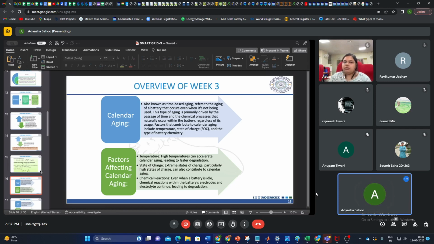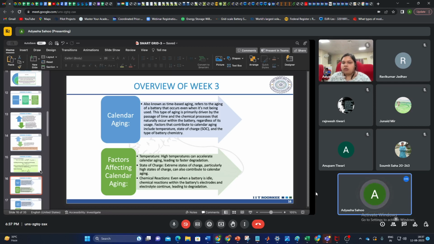So, calendar aging is long term. It is also known as time-based aging. It refers to the aging process even when the battery is not in use. Even if it is staying idle, some reduction in its life will take place. This is because of the chemical processes occurring inside the battery even when we are not using it. So that is calendar aging, and it happens gradually over years.